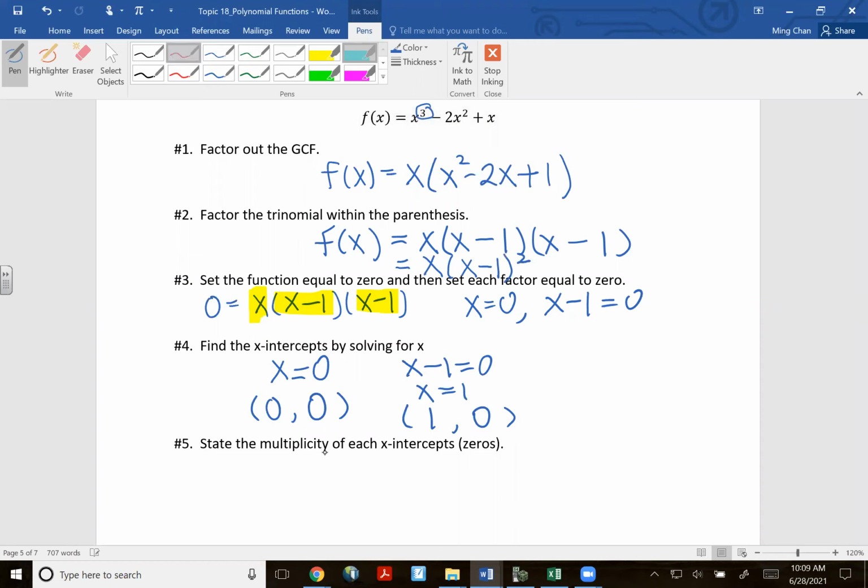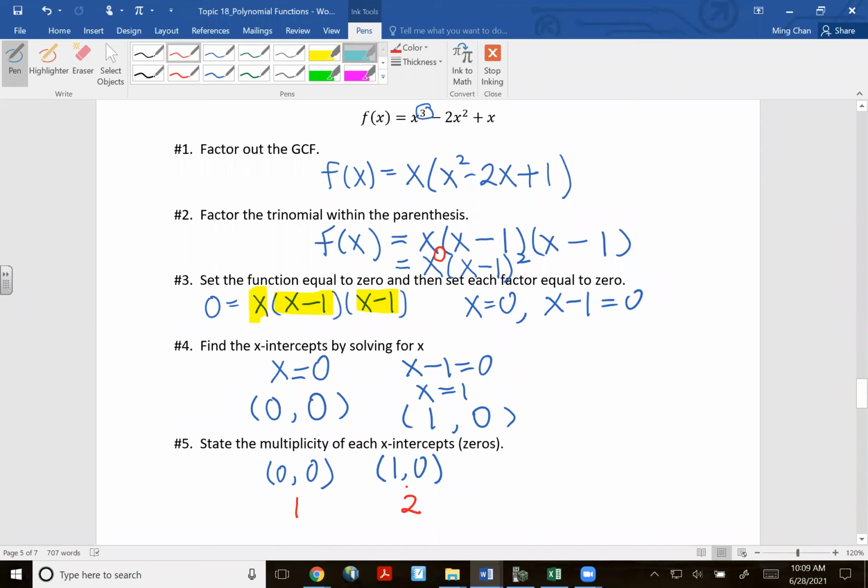So state the multiplicity of each x-intercept. For the x-intercept 0, 0, the multiplicity is the exponent on the factor of the polynomial function. You don't see one, so that means it's automatically x to the first power. The other x-intercept, 1, 0: if you look at the exponent of the factor that 1, 0 comes from, that exponent is 2. So the multiplicity is 2.